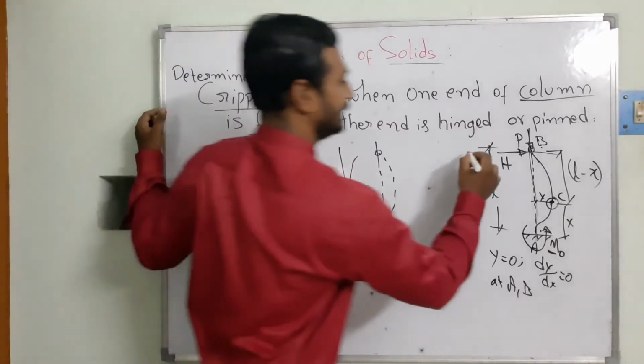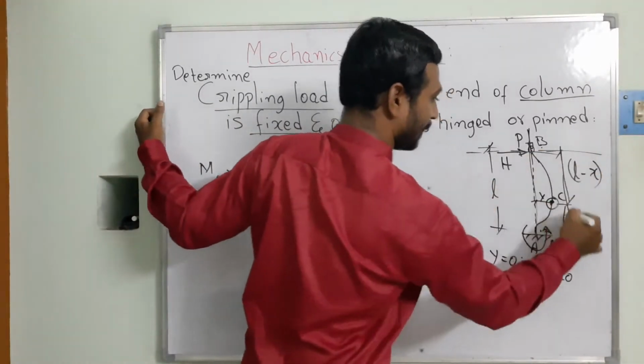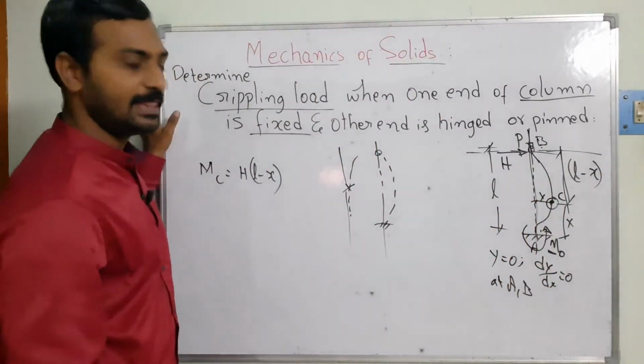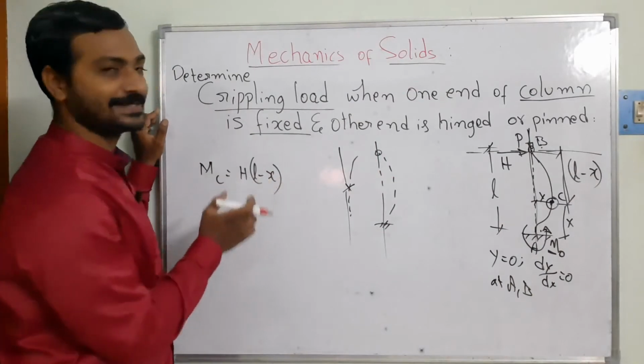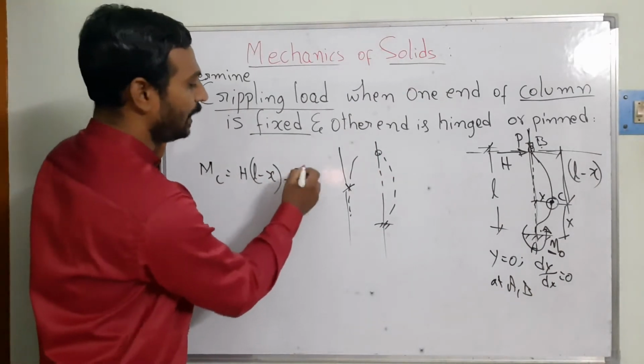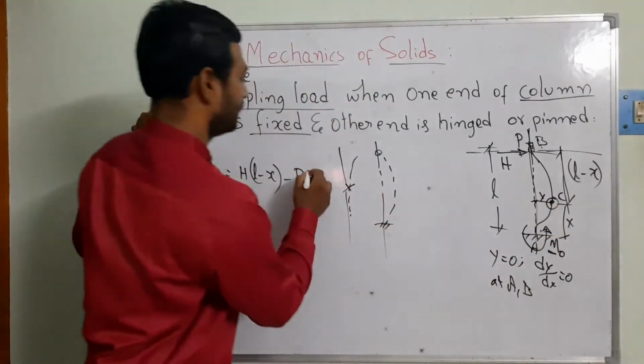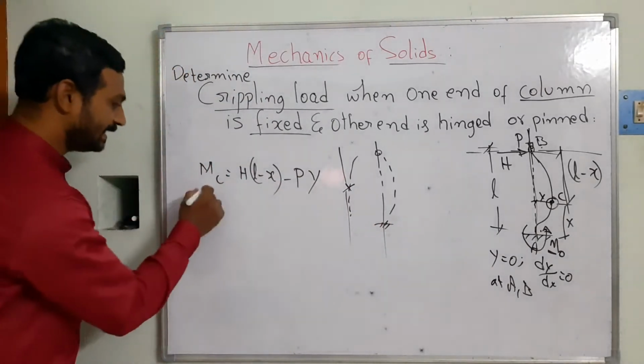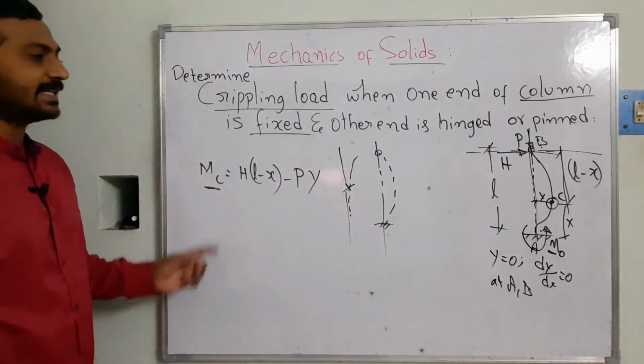Can you see? This is the line of action and this is the perpendicular distance to the point C. That's going to be M is equal to H into L minus x minus P into the deflection I am considering. So this is the moment at C.